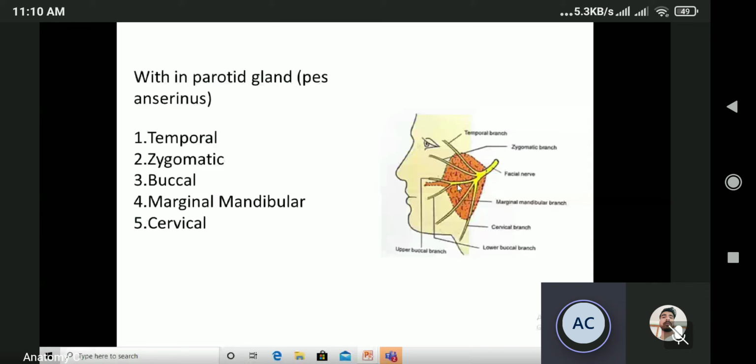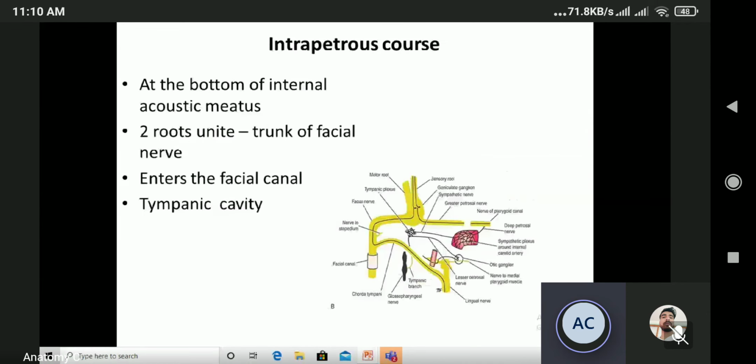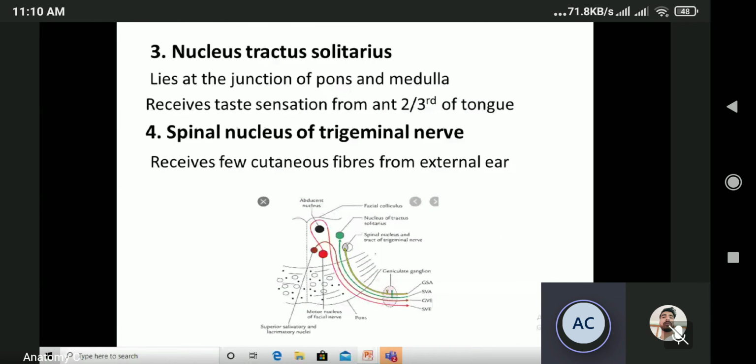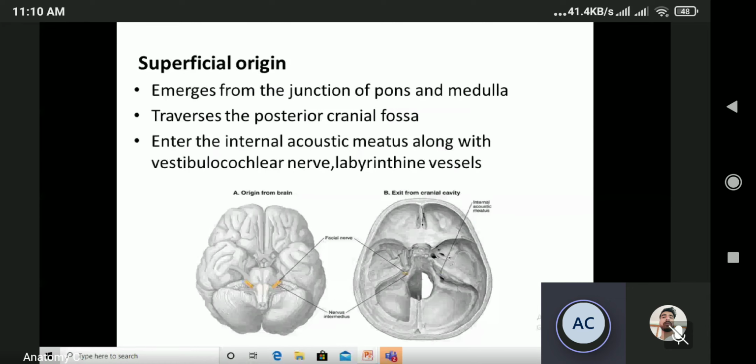These branches of the facial nerve in the face, while terminating, resemble the foot of the goose, so it is also known as the pes anserinus. So this is how the facial nerve ends. So you should know the importance of the seventh cranial nerve. You should know the functional components, and you should know where the nuclei are located.